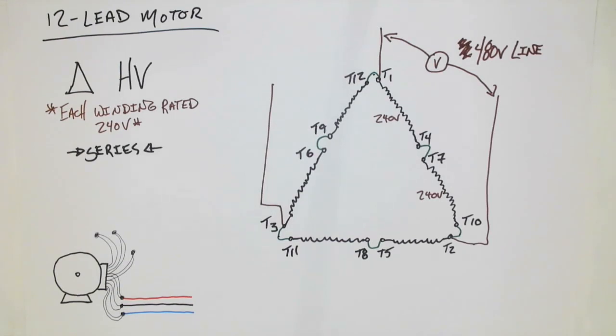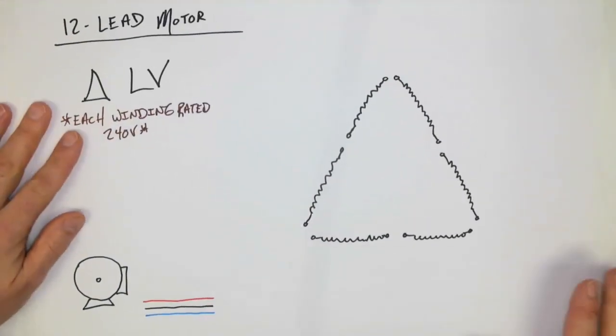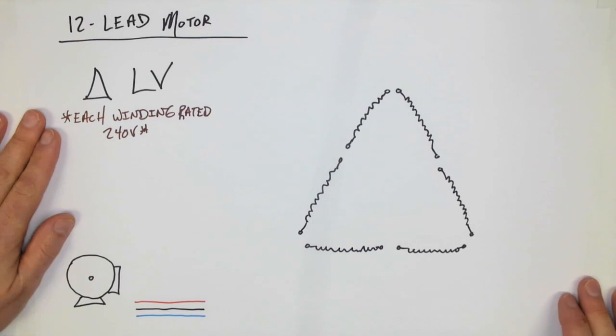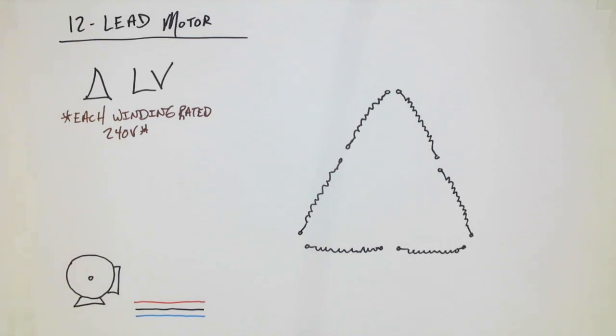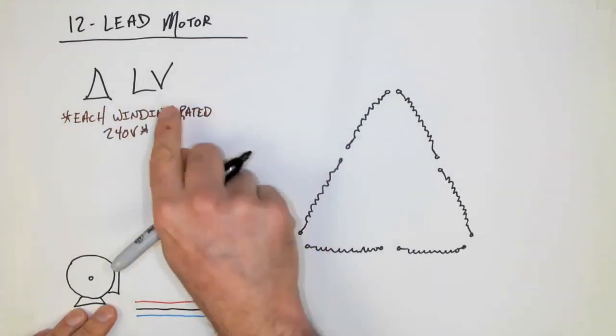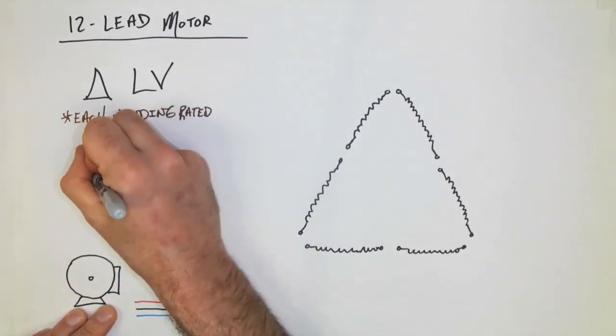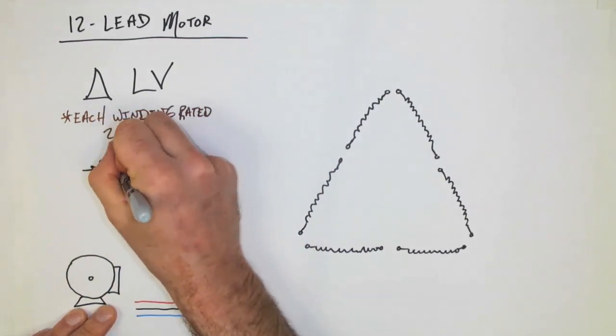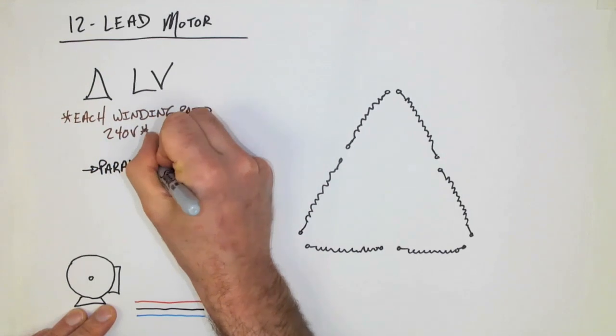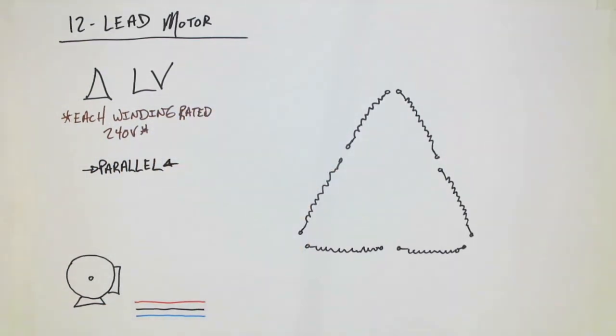All right, and finally, the last motor we're going to look at is the 12 lead, but this time it is delta and low voltage connected. Now remember, with low voltage, we are doing a parallel connection. And so we're going to look back if we are unsure how this connection should take place at the 9 lead low voltage delta connection.